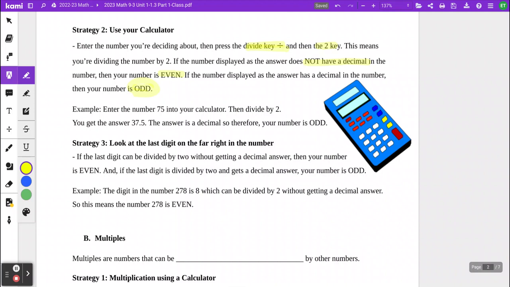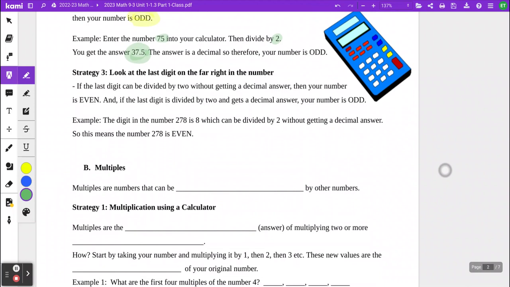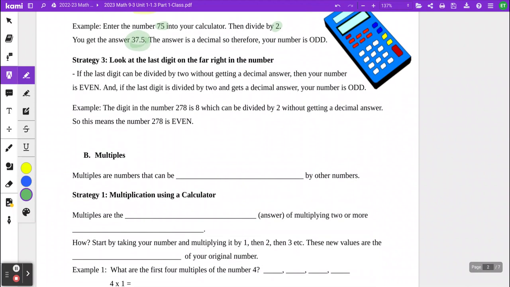So the first example here, if I put the number 75 into my calculator and I divide it by 2, I'm going to get this answer right here, 37.5. So again, when we hit the number 75 into our calculator, we divide it by 2. The number we see has a decimal. So I have 37.5. That means my number is odd because I have a decimal in my answer.